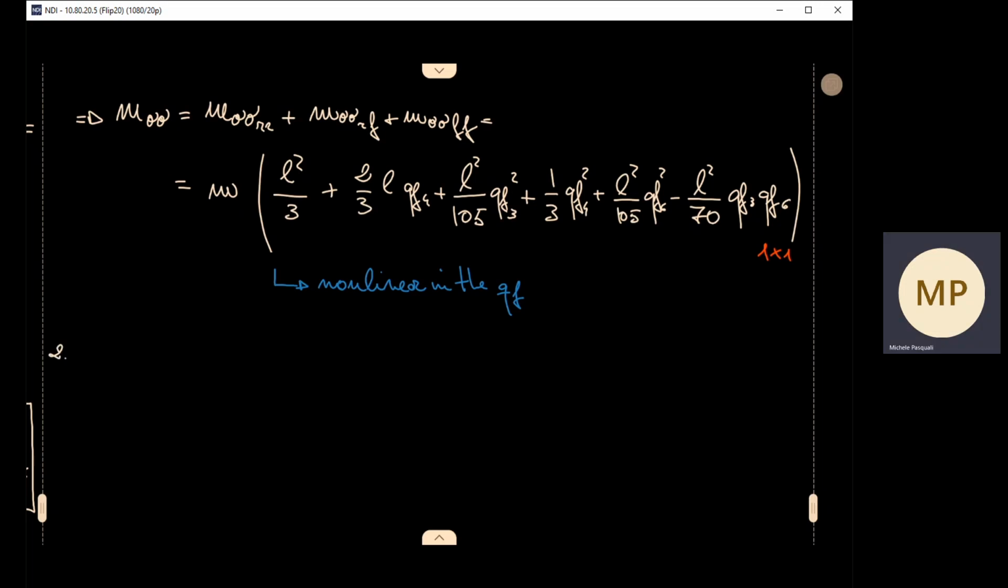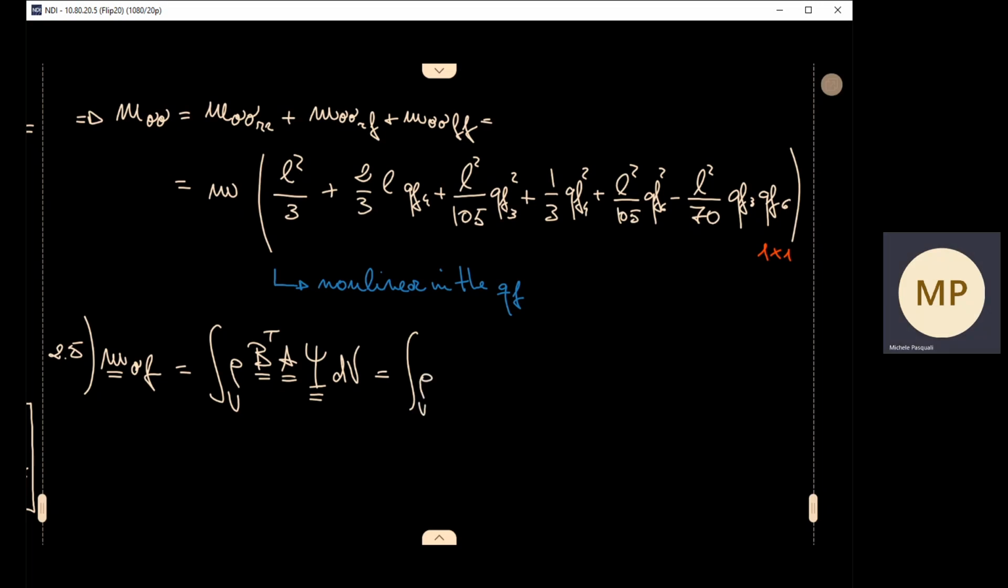Then we have M theta f, which is the integral by definition of b transposed over a applied over psi. Yes, I know. It's a little bit boring, but we have to do it at least once, to see what is actually the process in detail. RT, AT theta applied over A and psi.